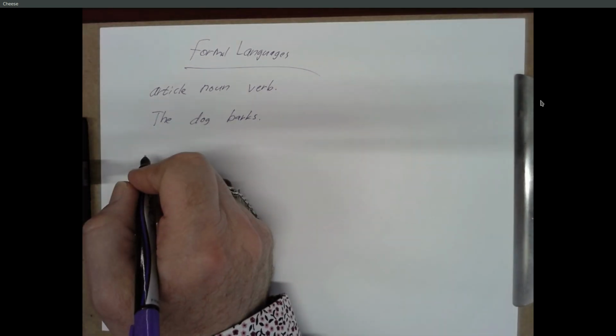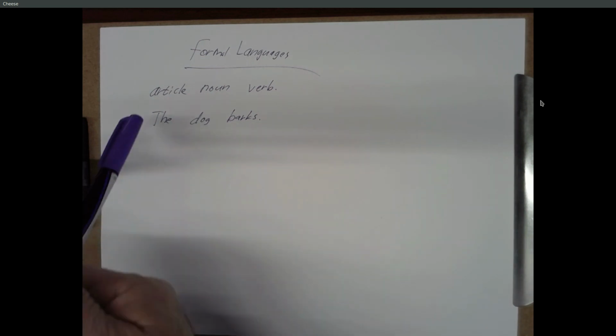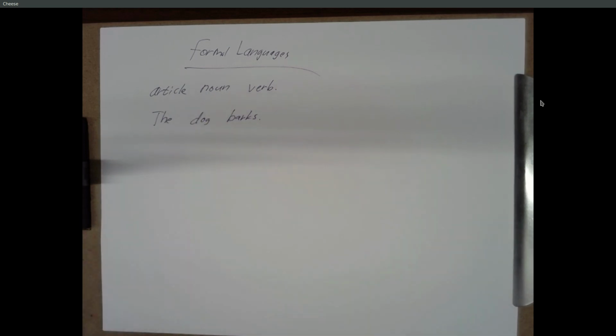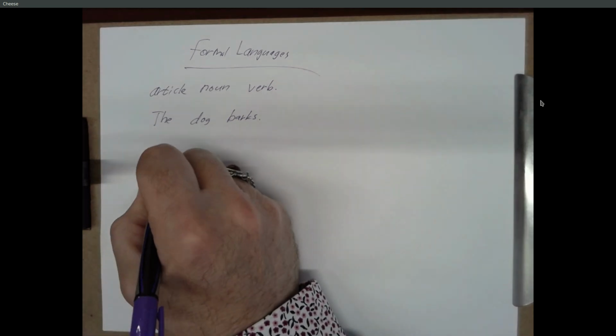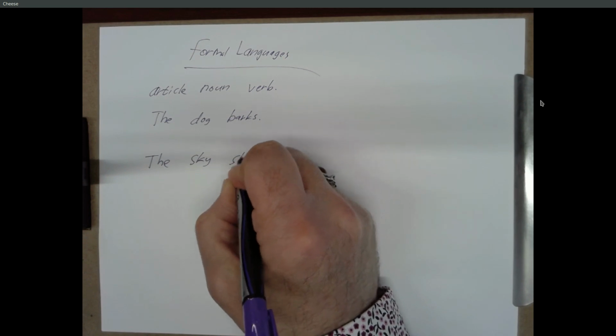And if we have a sentence, we can say, is this a valid sentence? And one way of answering that question is, well, if it's an article followed by a noun followed by a verb, then it's a valid sentence. And so we can get sentences like, the sky sleeps.